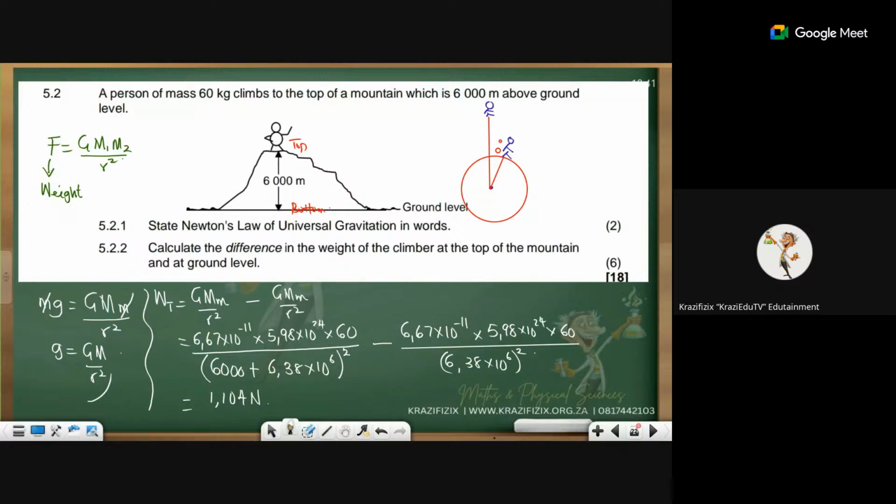So the first one should come to the second, but they would penalize you. So even if you get a negative answer, write the answer as a positive. Make sense, Mohammed? Yes, sir. As the guy goes up, it becomes what? Lighter, because the distance is increasing. Okay, lovely.